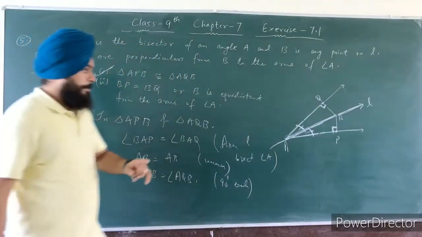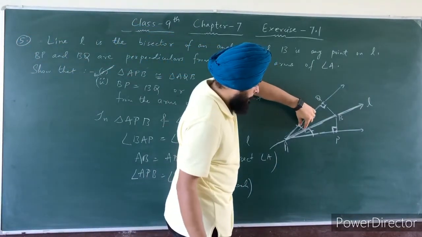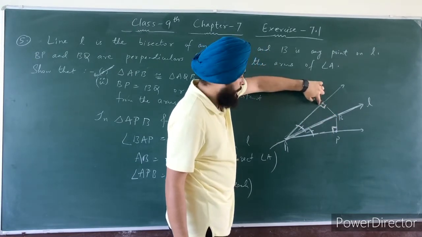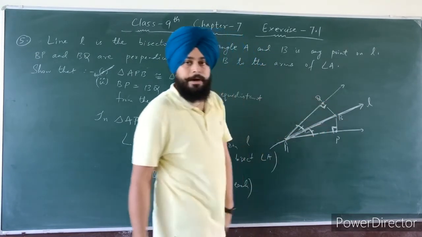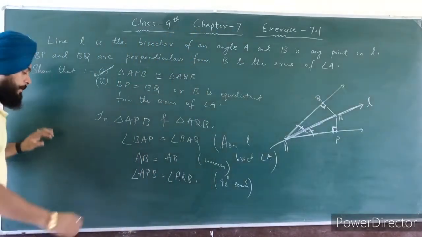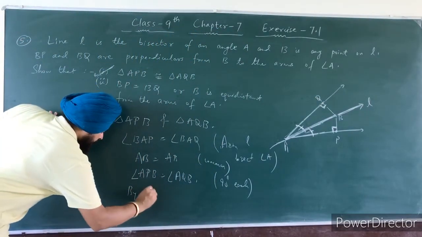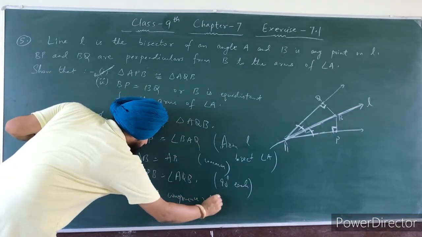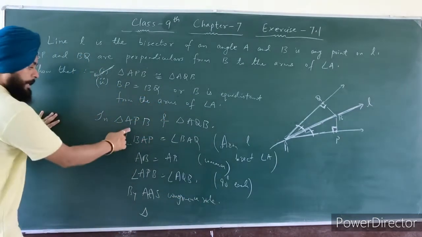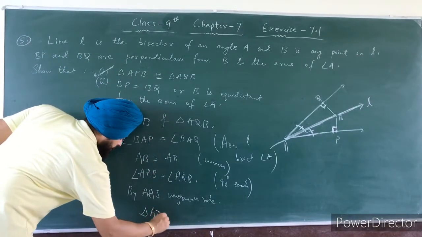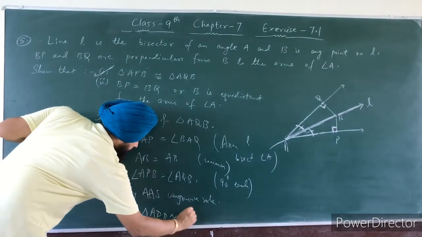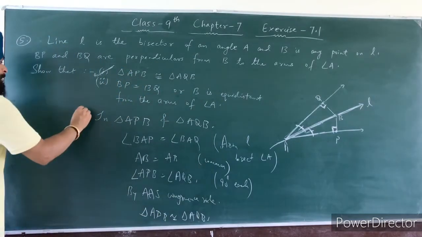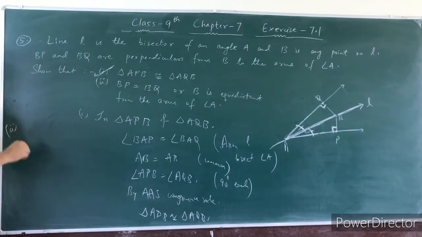So students, check: the first one is angle, the second one is side, and the third one is also angle. So by the AAS congruence rule, triangle APB is congruent to triangle AQB. This is the first part.